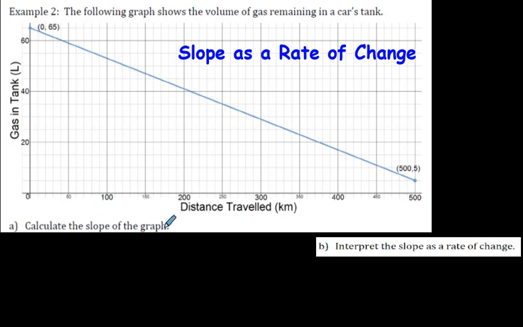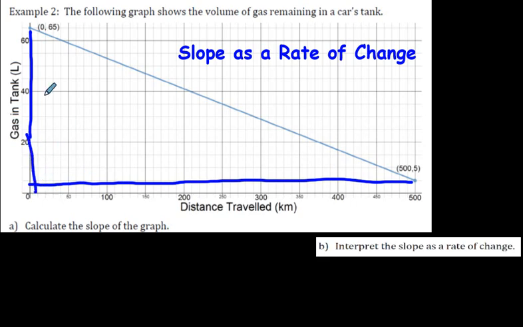Calculate the slope of the graph. Well, let's take the rise over the run. The rise here, if I want to go from here all the way down to, I'm going to say this is sort of like a triangle. I'm going to call this the rise, and over here is the run. The distance from here to here, I'm just reading this right here. I see that 65. The rise is 65. That's liters, but I'm going to leave the liters for now. The run is 500 kilometers.